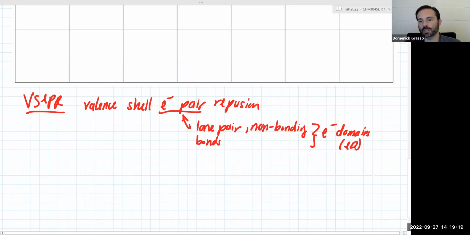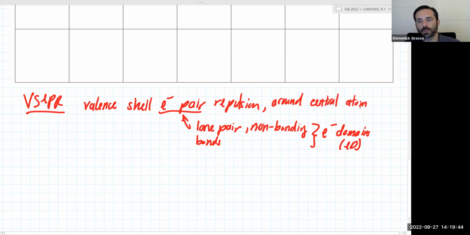Otherwise expressed as ED. The theory is that if you've got a bunch of electrons around a central atom, they push each other away as far apart as possible. So they repel each other. That's what repulsion means. The important point is that it's around the central atom.